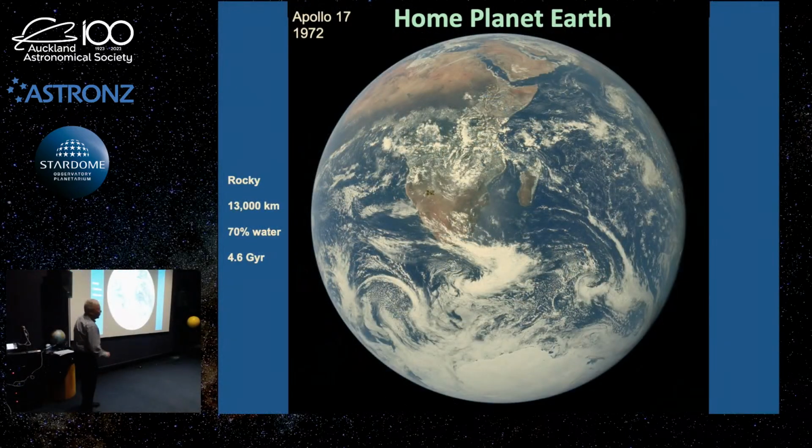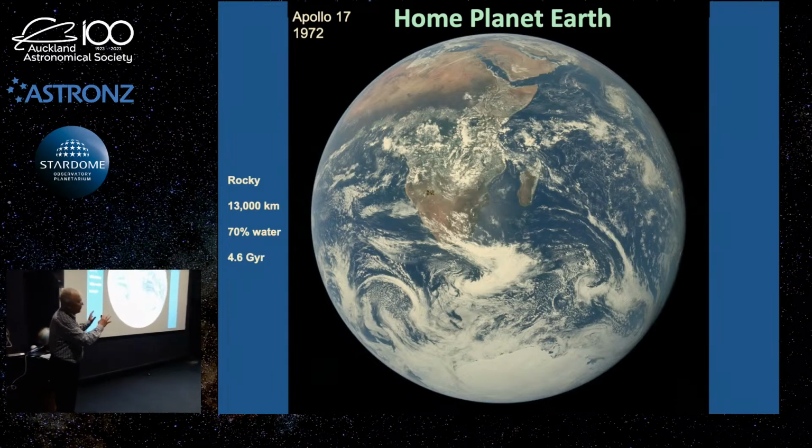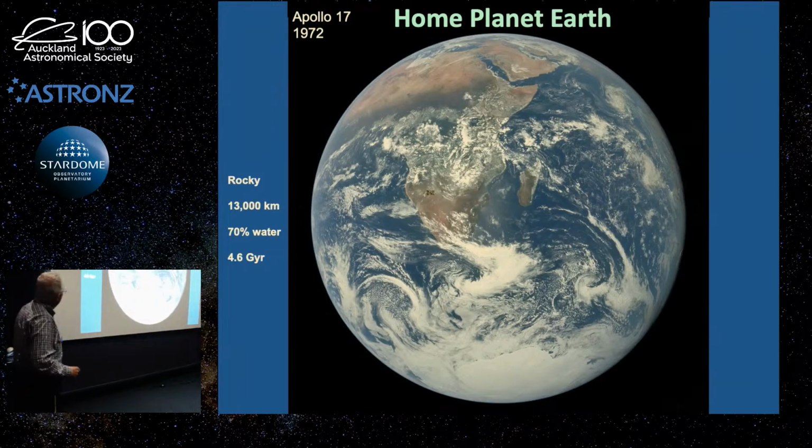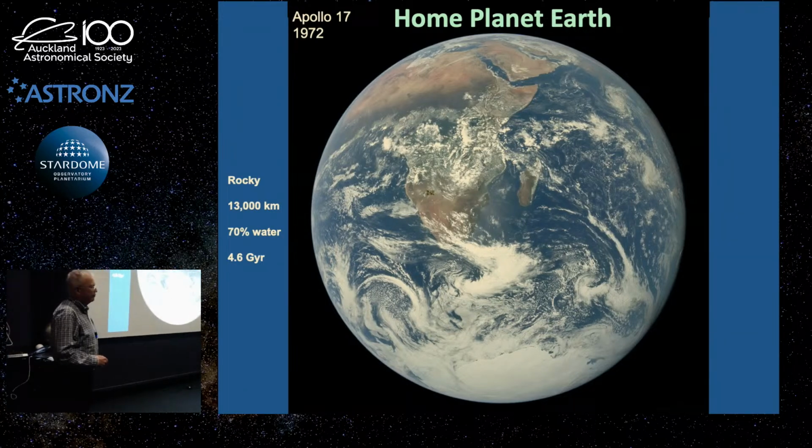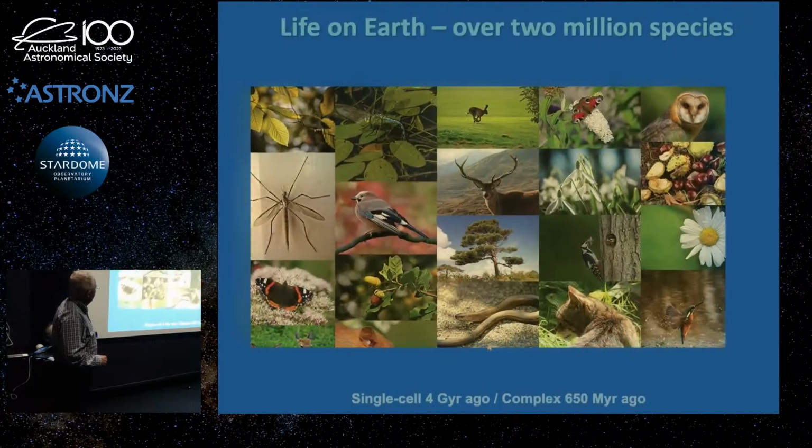So Earth is a rocky planet. It's relatively small in the big picture of things, with a diameter of roughly 13,000 kilometres. 70% of its surface is covered with liquid water, which is essential for carbon-based life, and of course gives it that blue marble appearance. From radiometric dating of rocks, in particular meteorites, it's estimated that the Earth is about 4.6 billion years old. So that's Earth.